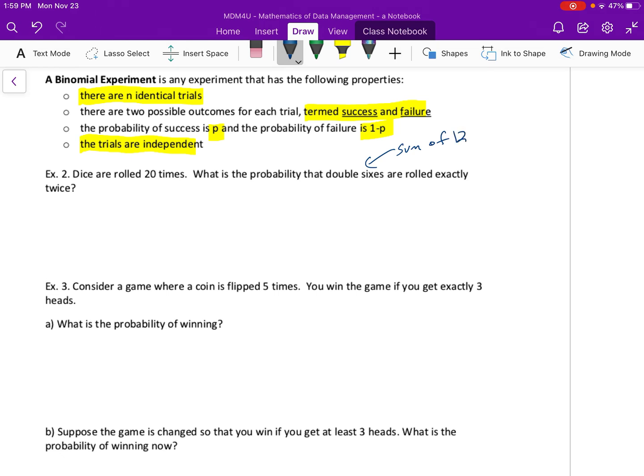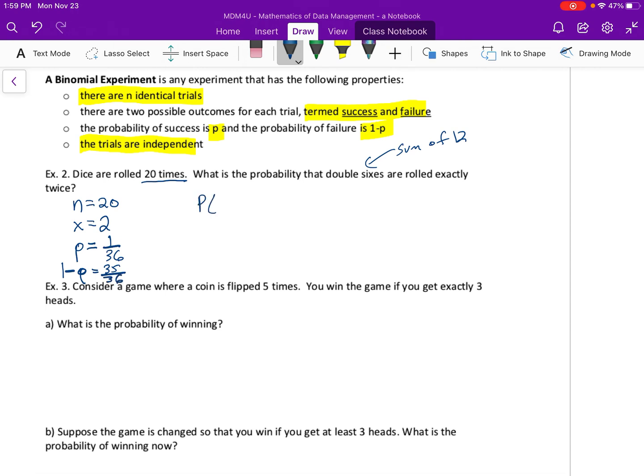And so if we start to identify what we have here, the first thing is dice are rolled 20 times. So that's the number of trials. So my N is 20. And my number of successes, if I talk about X being the number of successes, X is that I roll double sixes, or a sum of 12, exactly twice. And then my probability of success, my probability of a sum of 12, hopefully you remember that's going to be 1 over 36. And then 1 minus P is going to be 35 over 36.